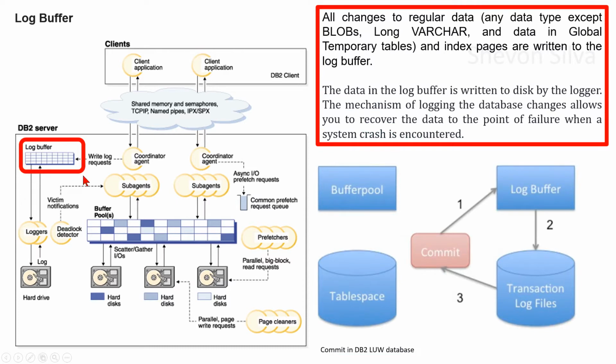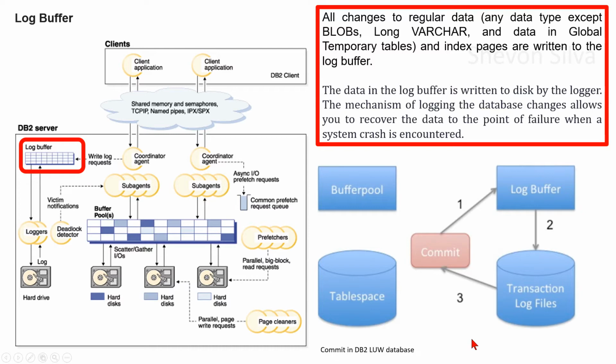Now we are considering the log buffer. All changes to regular data, any data type except BLOBs, long varchar, and data in global temporary tables, and index pages are written to the log buffer. The data in the log buffer is written to disk by the logger. The mechanism of logging the database changes allows you to recover the data to the point of failure when a system crash is encountered.